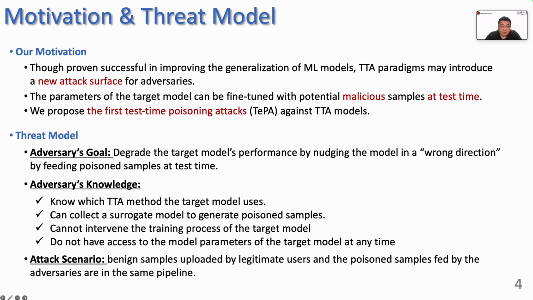The details of our threat model are as follows. First, the attacker's goal is to degrade the target model's performance by nudging the model in a wrong direction, by feeding poisoned samples at test time. As for the attacker's knowledge, we assume that they know which TTA method the target model uses, and they can collect a surrogate model to generate poisoned samples. However, we assume that they cannot intervene in the training process of the target model and don't have access to the model parameters at any time.